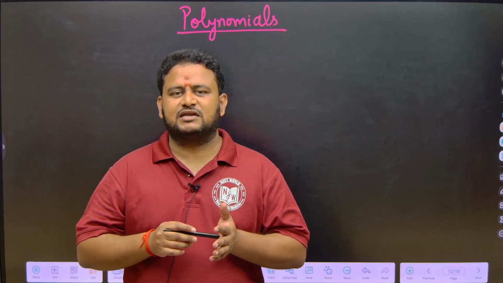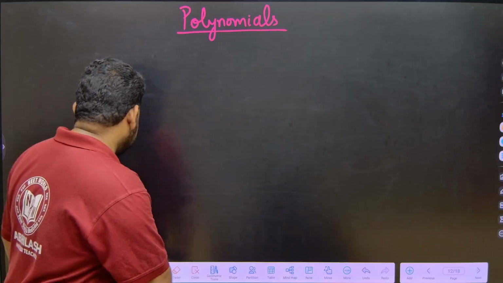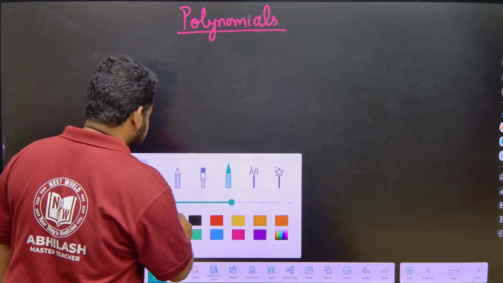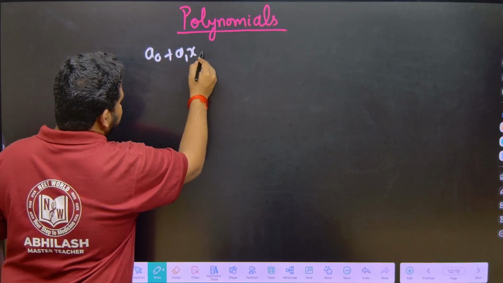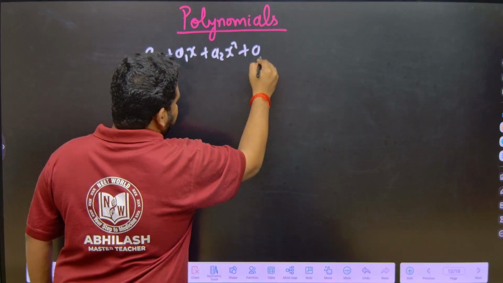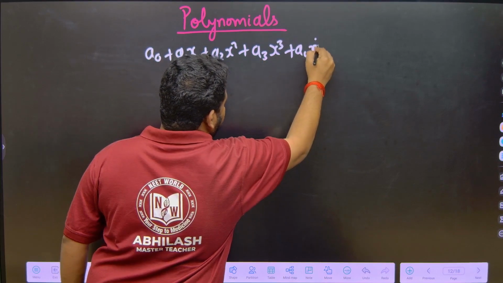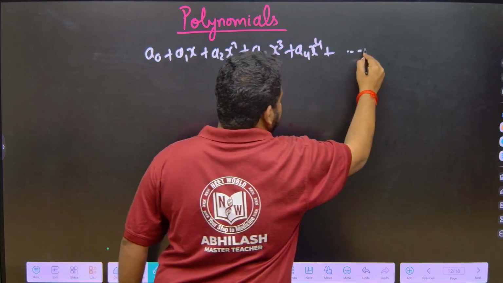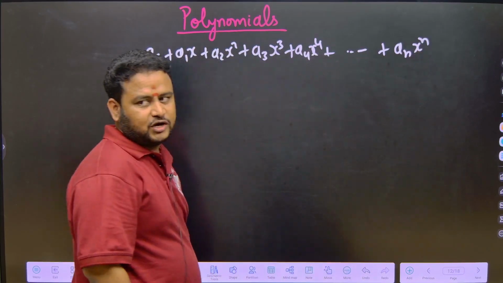Then we learnt the general form of a polynomial, that is a naught plus a1 x, a2 x square, a3 x cube, plus a4 x to the power 4, up to an x to the power of n. This is the general form of polynomial we learnt.